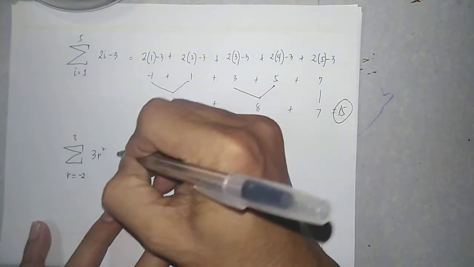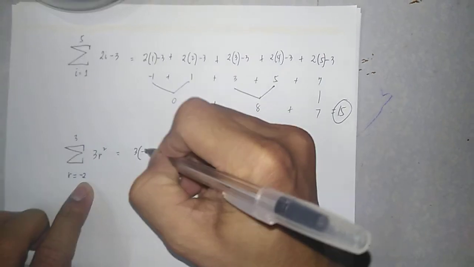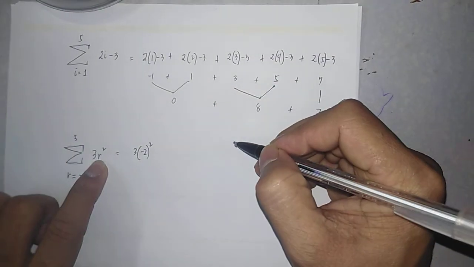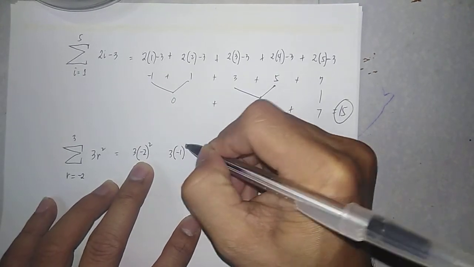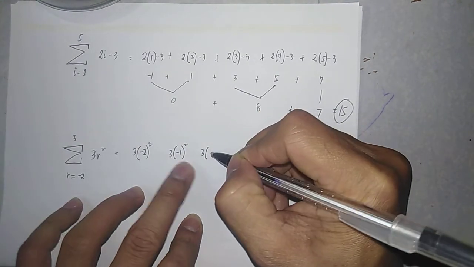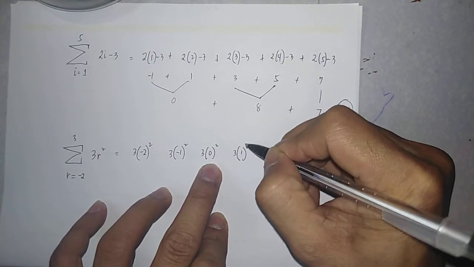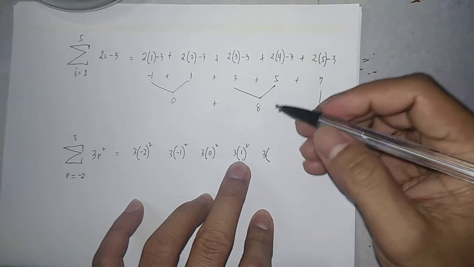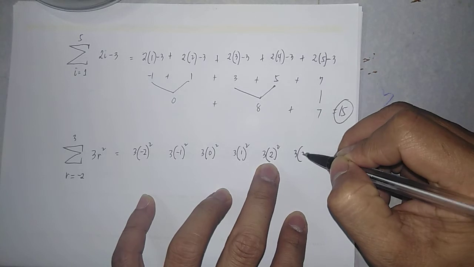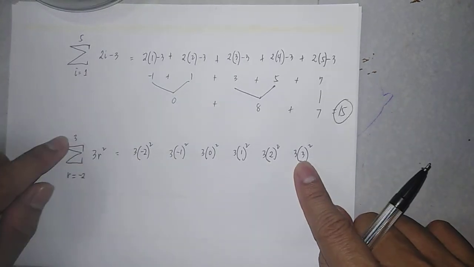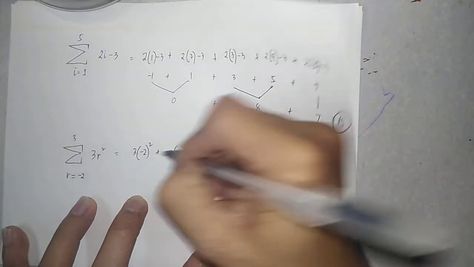Substitute na natin ngayon. So, we have 3. Ano yung unang r? Negative 2. So, sa expression, may square pa. Next. 3 times, ano sunod sa negative 2 is negative 1 square. Tapos, susunod sa negative 1 is 0 square. Tapos, 3 times susunod sa 0 ay positive 1 square. Tapos, 3 times susunod sa positive 1 is 2 square, then 3 times sunod sa 2 is 3 square. Stop ka na kay 3 kasi hanggang 3 lang. Alright, let's solve natin yan, then we add later on.